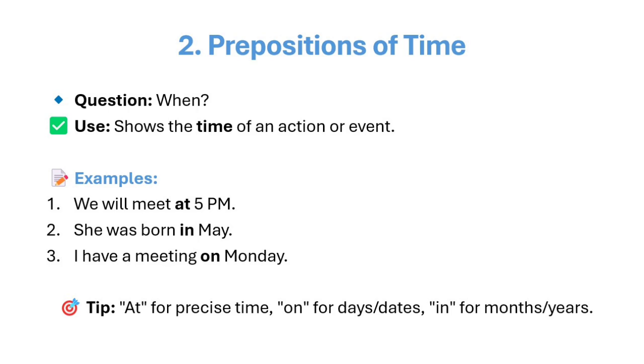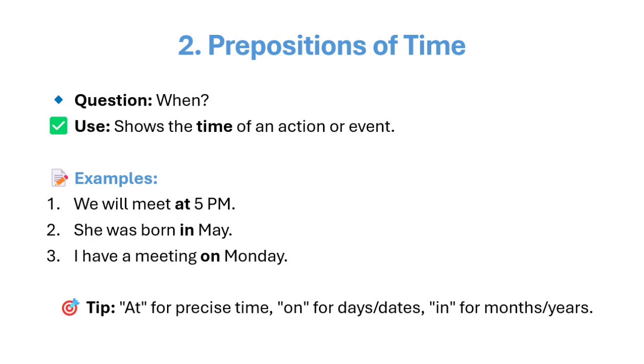Now see the last sentence. I have a meeting on Monday. Monday is a day, which always refers to a time, right? So here on is a preposition of time. Now see, there are only three prepositions of time, and those are at, in and on.